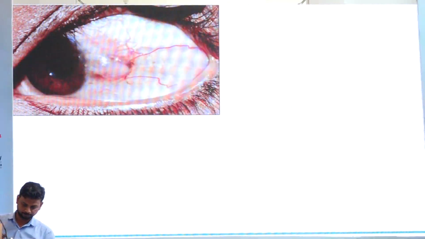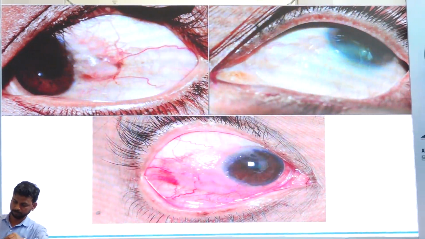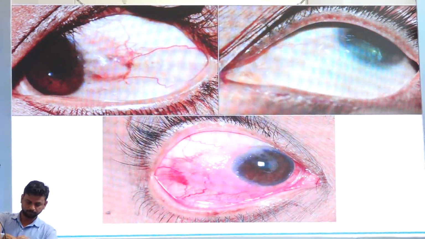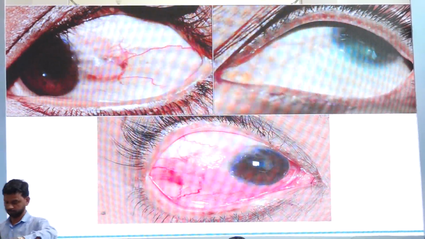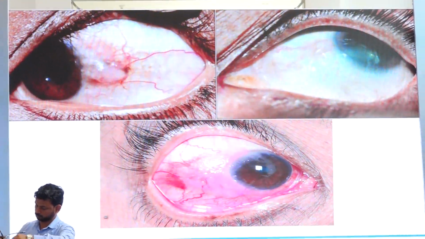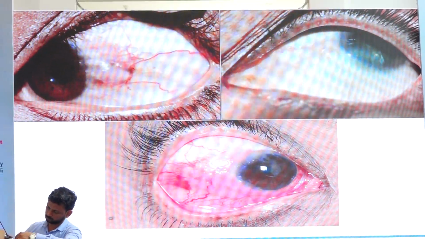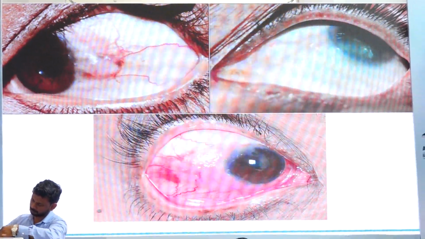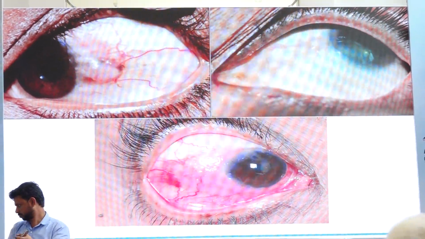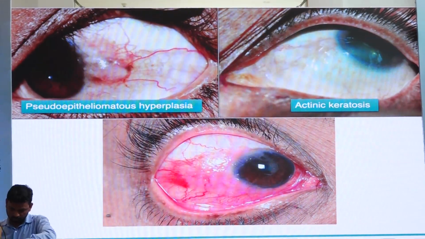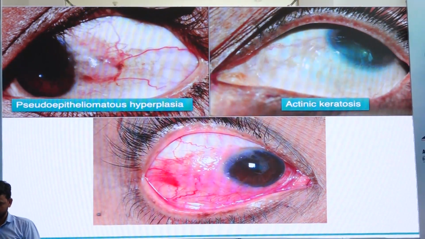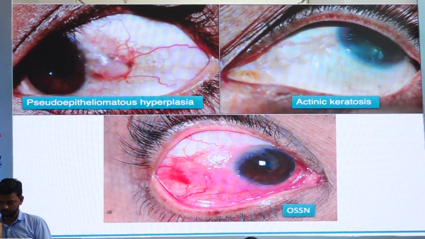So this is one of my favorite slides where there are these lesions, they are almost similar looking to each other, and if they come separately, then we might diagnose everyone as a pterygium or some kind of inflammation. But when all of them are in front of you, then you know there is something different. So I will not increase the suspense beyond this. I will just tell you this one is actinic keratosis, the other is pseudoepitheliomatous hyperplasia, and the third is OSSN.